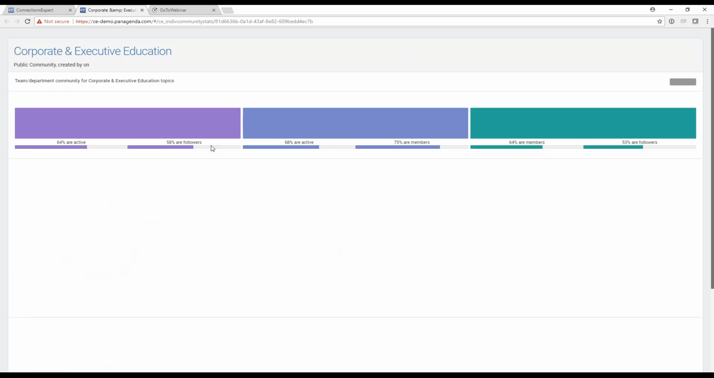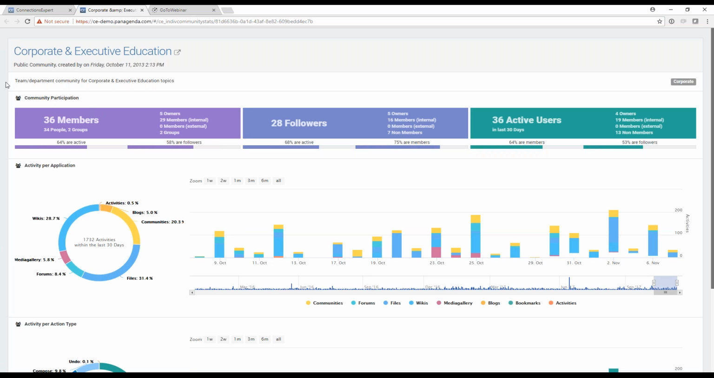And you can also see more details about this system. So let's take a good look at this community and see a bit more. So we have the corporate and executive education community. We can see the number of members. We can see the number of owners. In this case, 5 out of those 36 are owners.